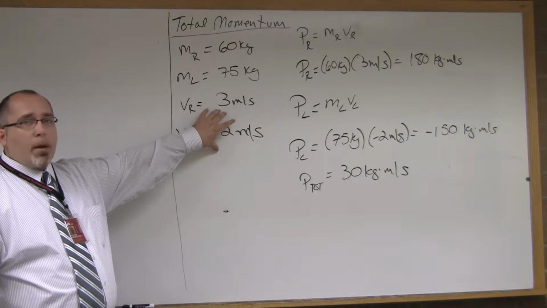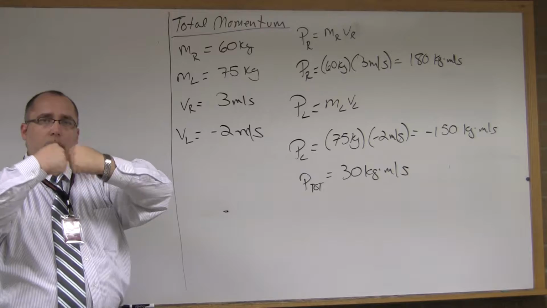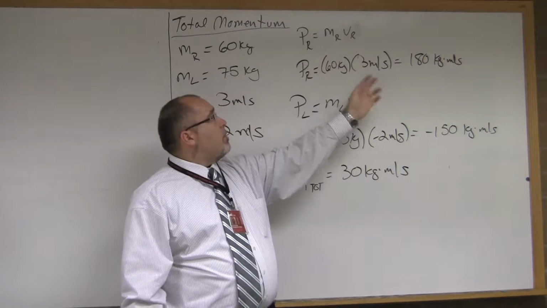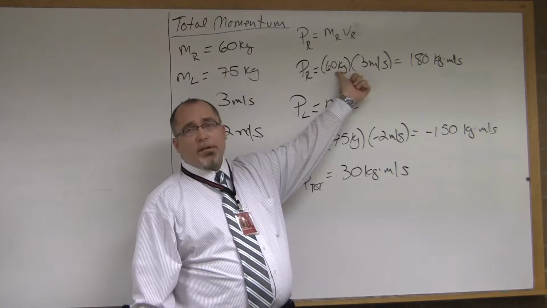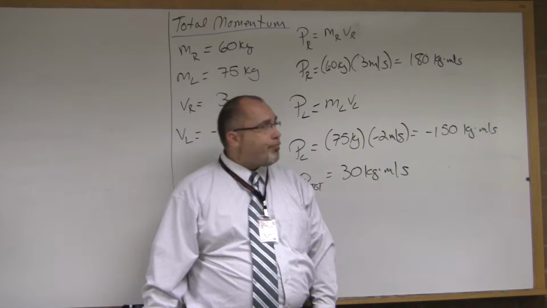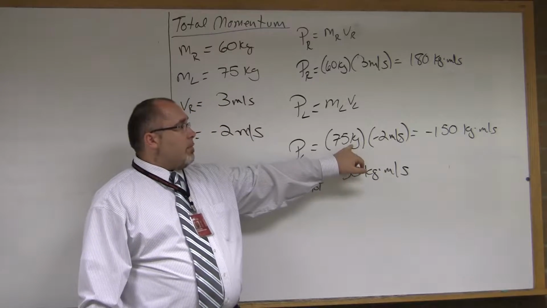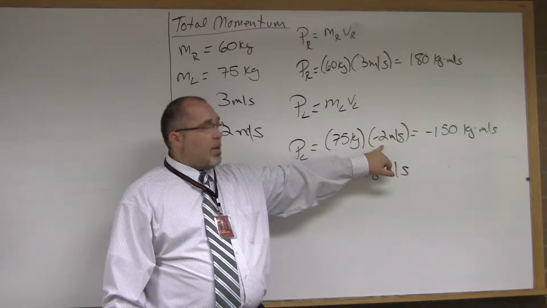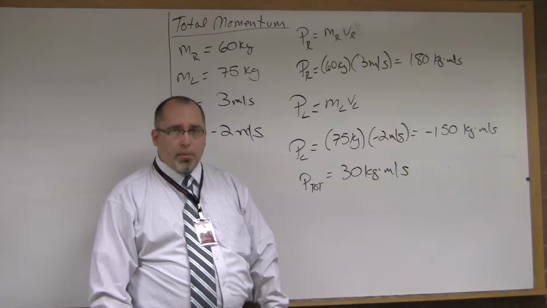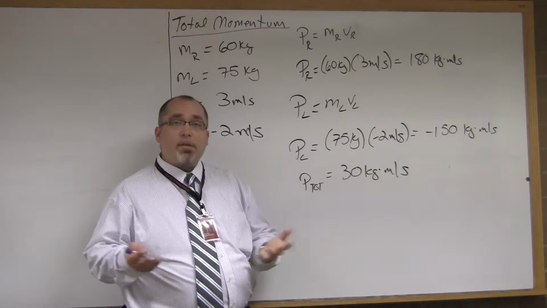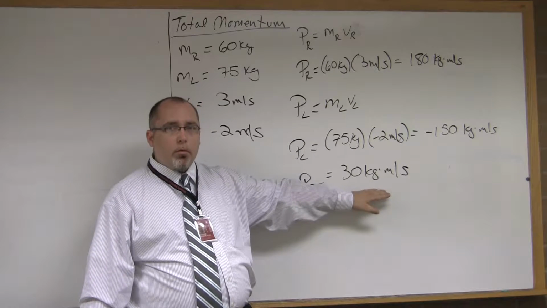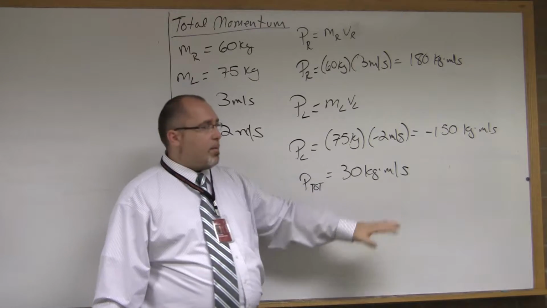So if I ask for the total momentum of that system, that is, whenever these two football players collide, first we're going to find the momentum of the running back. You just take his mass times his velocity, or 60 kilograms times 3 meters per second, you get 180 kilogram meters per second. For the linebacker, we take his 75 kilogram mass times his negative 2 meter per second velocity, and you end up with negative 150 kilogram meters per second. And total simply means to add. So we're taking 180 plus a negative 150, and we get a total momentum of 30 kilogram meters per second.